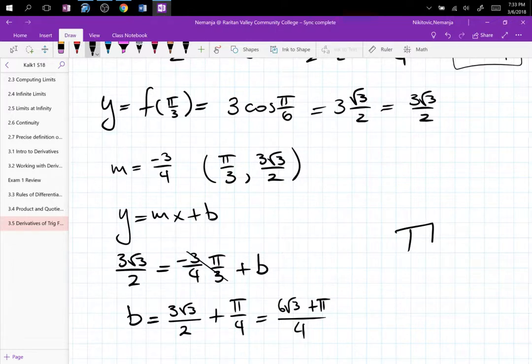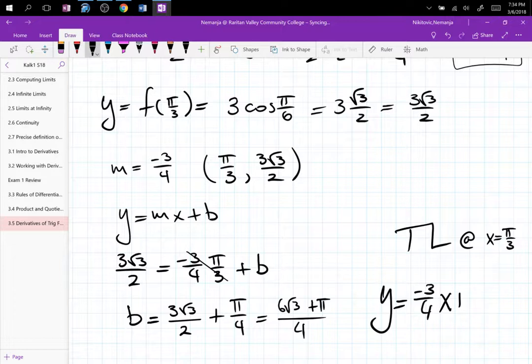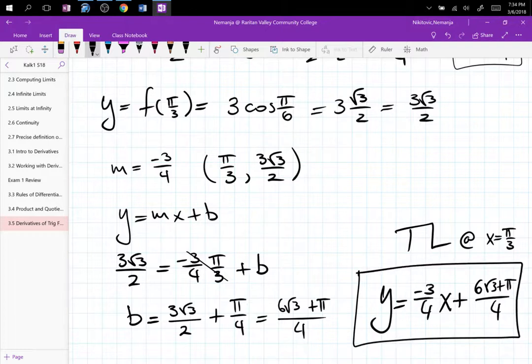So what's the equation of the tangent line at x equals pi over 3? Equation is y equals negative 3/4 x plus 6 root 3 plus pi over 4. You can get the decimal for 6 root 3 plus pi over 4 if you really want to, but no one cares about your decimals. This is just fine. Leave it as a full answer. I know it's weird to look at the line. You are used to 3/4 x plus 1, but right.